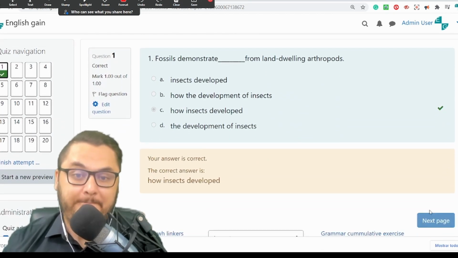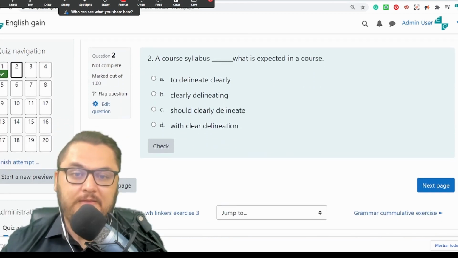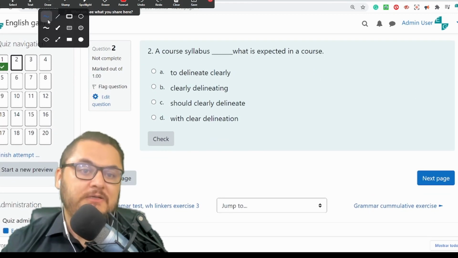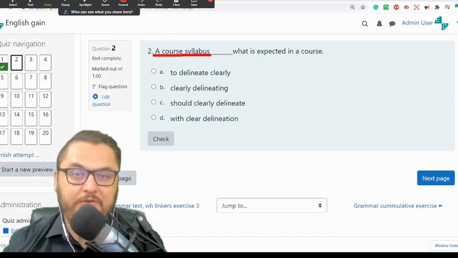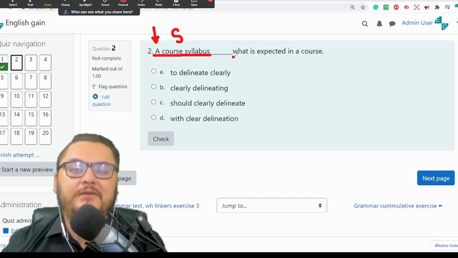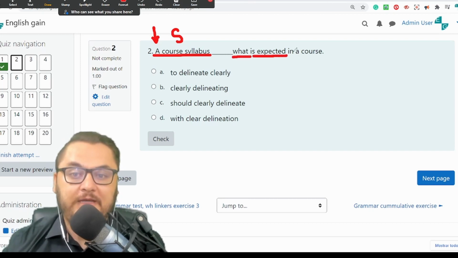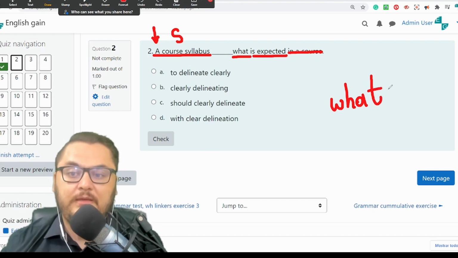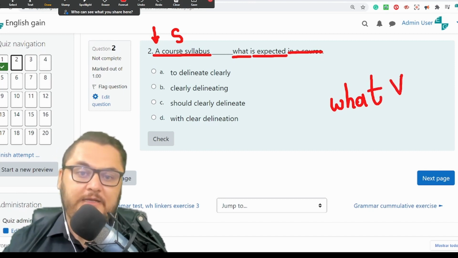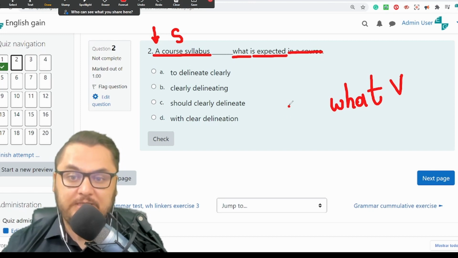We're going to continue. In this exercise, we can notice that a course syllabus is like this way. Maybe you remember a subject because they can start with an article. Then I have the connector, and a verb and a preposition. So my connector is what? I'm going to keep it. And a verb. And then I have a subject.